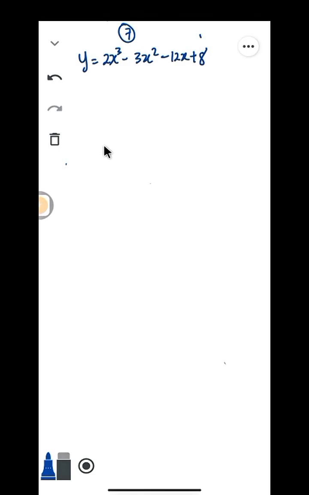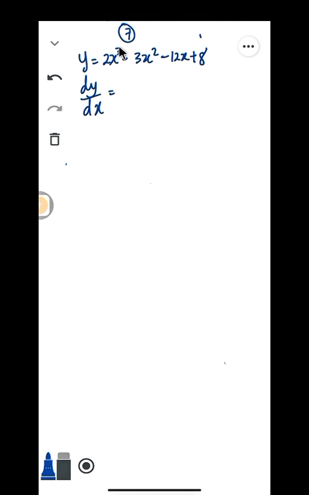This is number 7, and the question says you should find the relative minimum and relative maxima of this function. All right, so the first step to take is to differentiate this and look for the value of x. When we differentiate this, dy/dx, I believe everyone at this stage should be conversant with using the general method to differentiate any function.